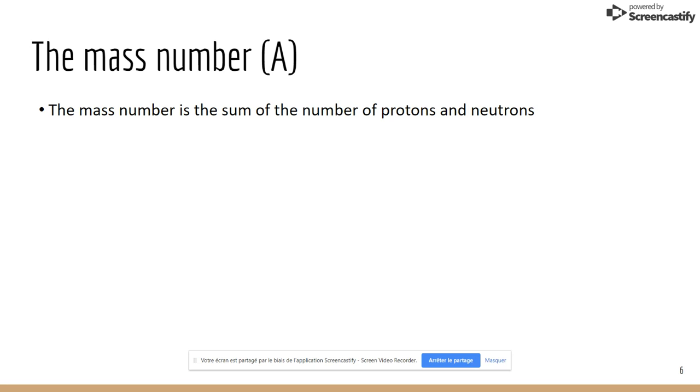I would add here that that is within a specific isotope. So the number that is on the periodic table, the larger number on the bottom, is actually not the mass number. That is the average mass, which is the weighted average of the mass numbers of all of the different isotopes. So here, when we talk about the mass number, we're talking about a specific isotope.